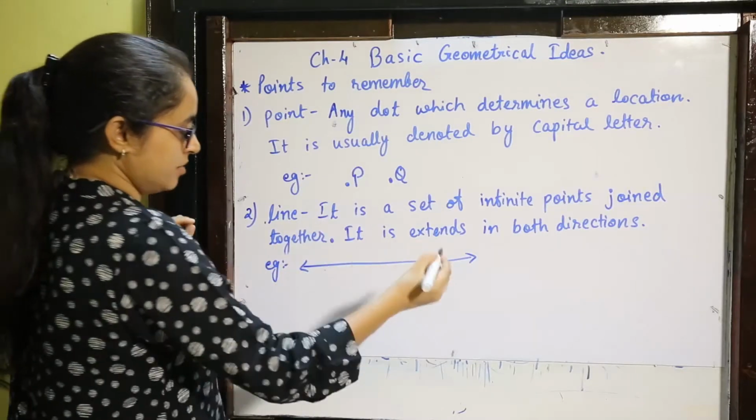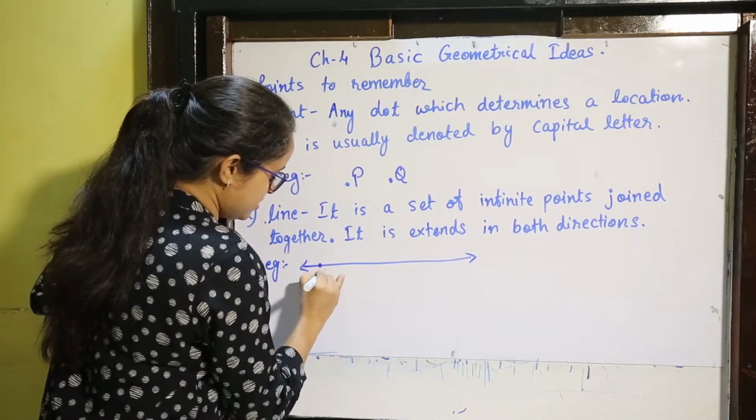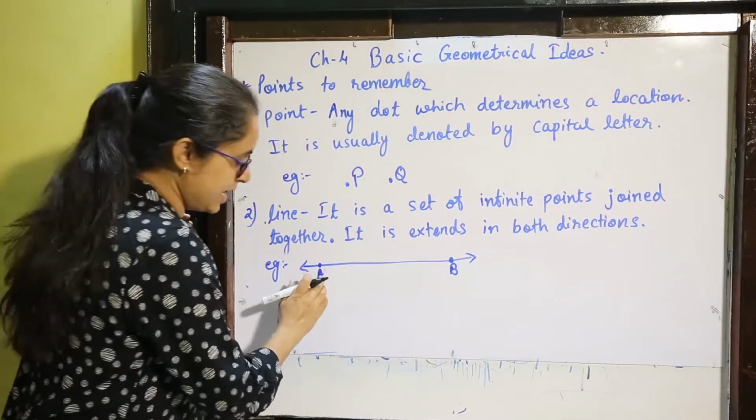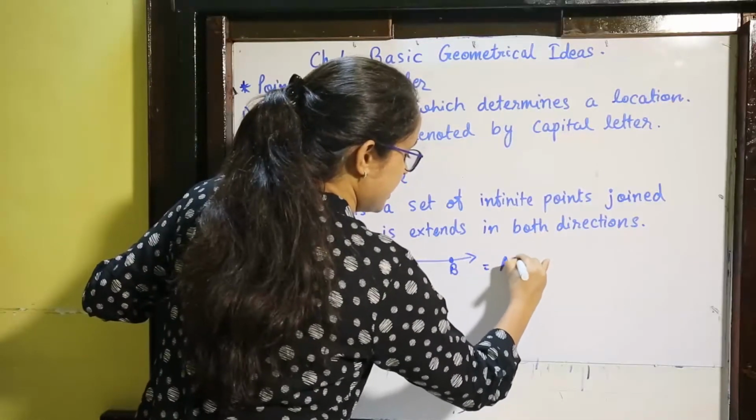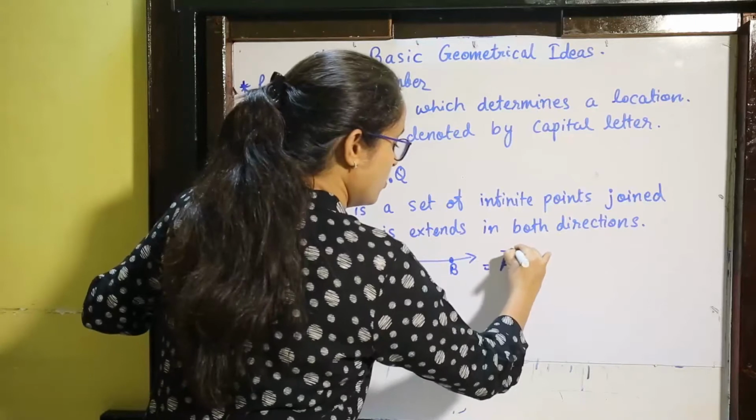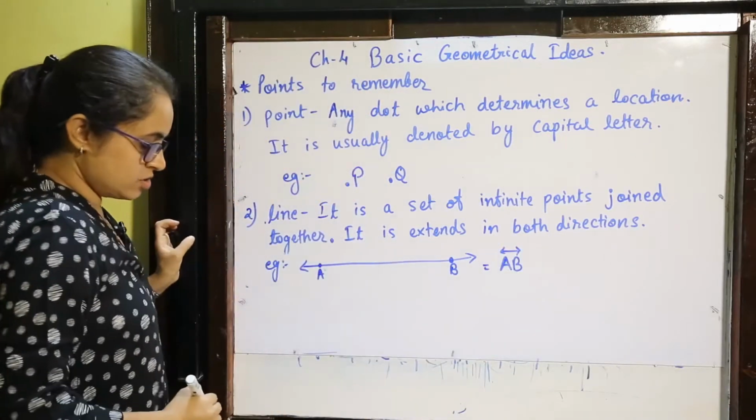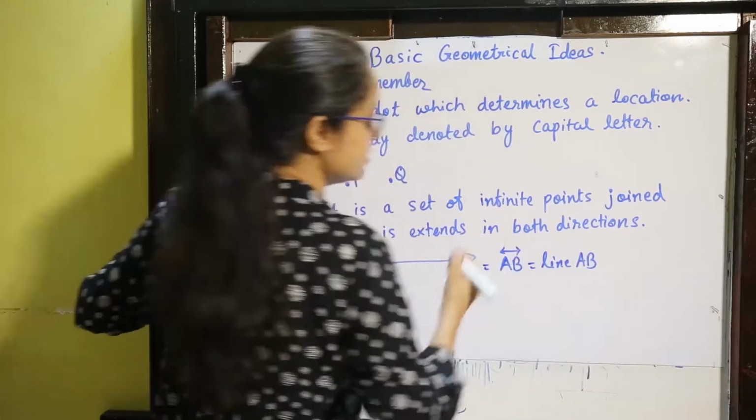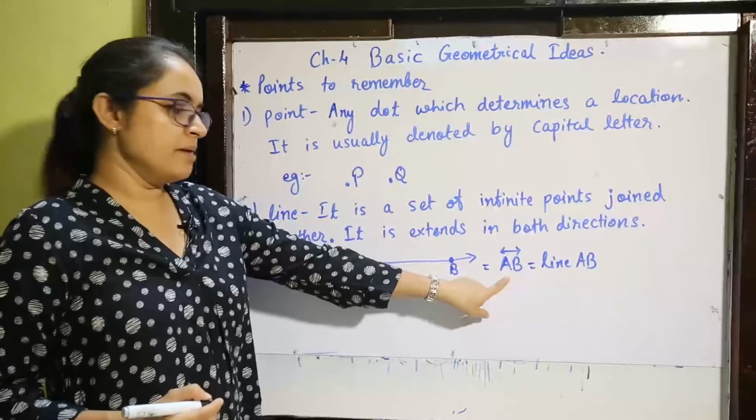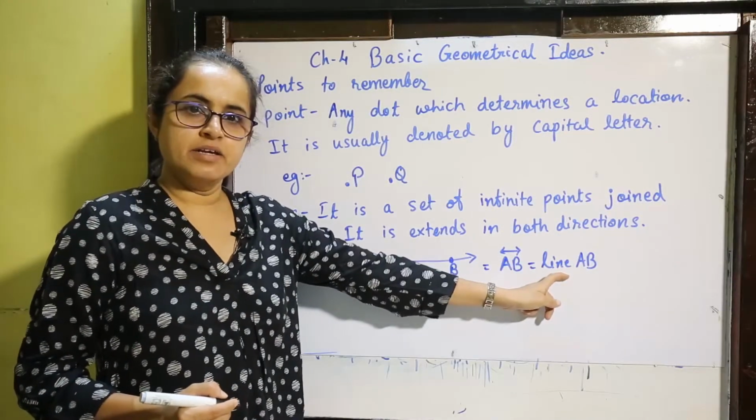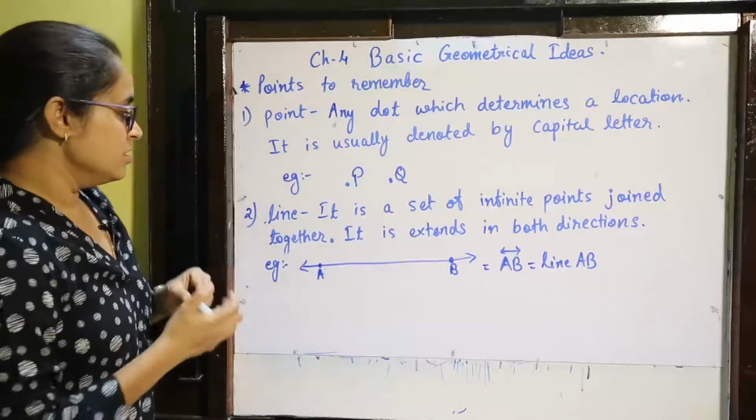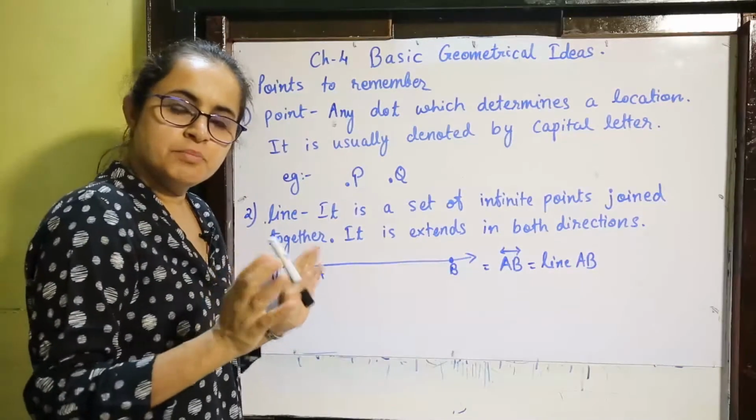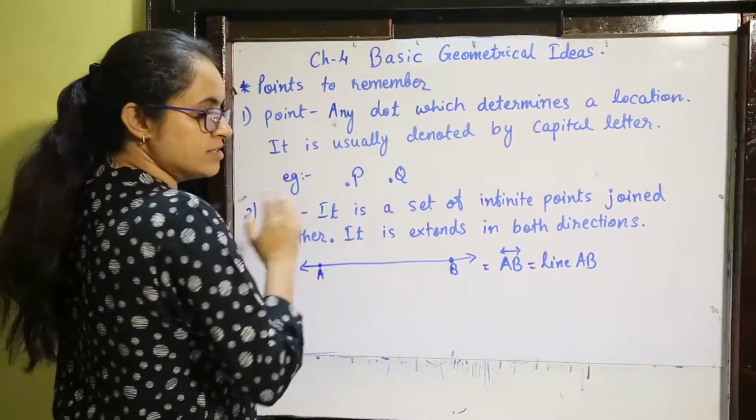Now, if I am joining this line, I will mention 2 points on the line, that is line AB. Here we write AB, both in capitals, and put an arrow on top like this. This is called AB, or you can write line AB. This is also one symbol of line AB. So this is how you represent a line. A line has an arrow on both sides, that is called a line.